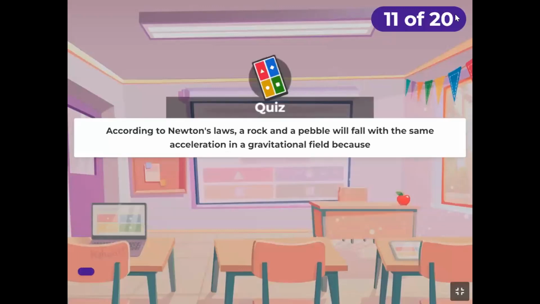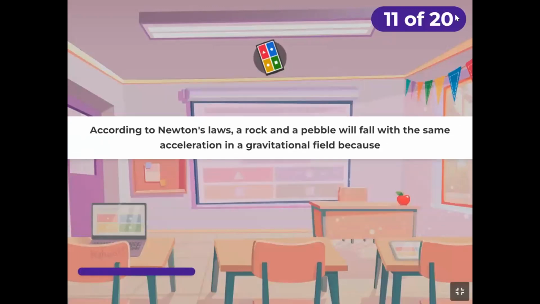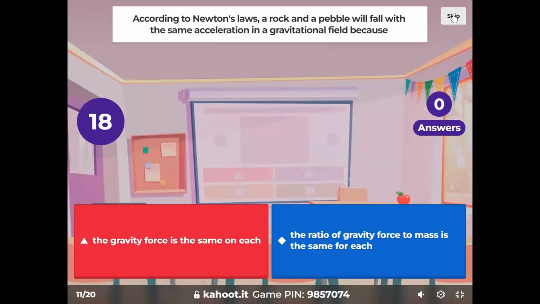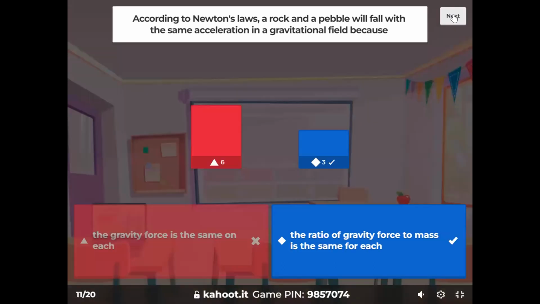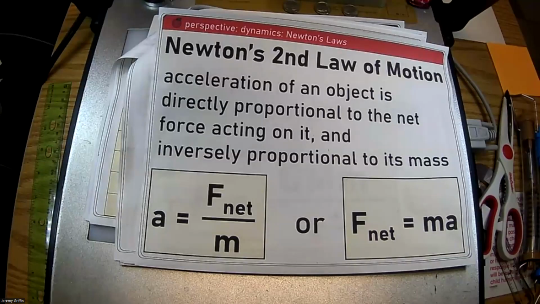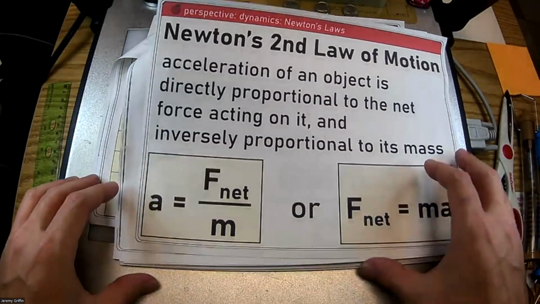All right, we are back rolling. According to Newton's laws, a rock and a pebble will fall with the same acceleration in a gravitational field because the ratio of force to mass is the same. The forces are different because the weights are different.